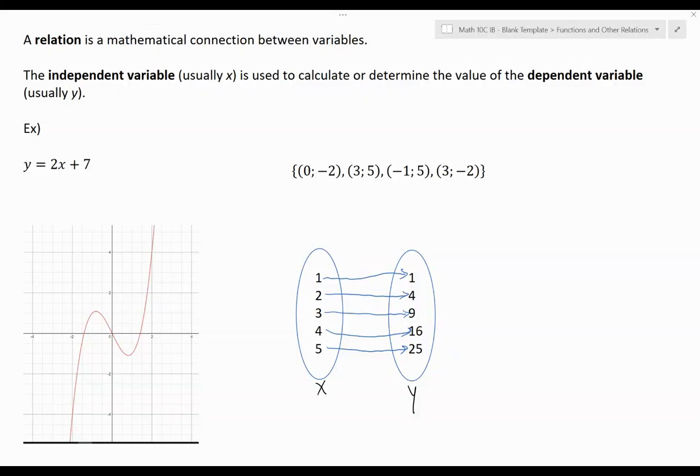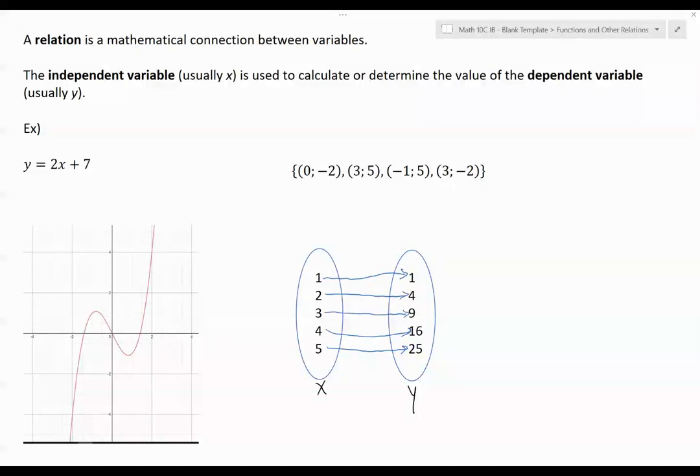When we have two variables, we're going to be talking about the independent variable, which is usually x. If we have multiple variables, we can have multiple independent variables. And we use that to calculate or determine the value of the dependent variable, which again, we're going to usually call y, but we can change out the letters.